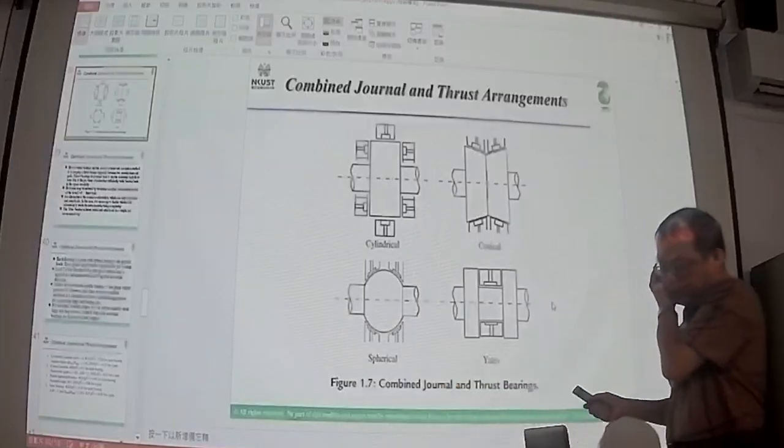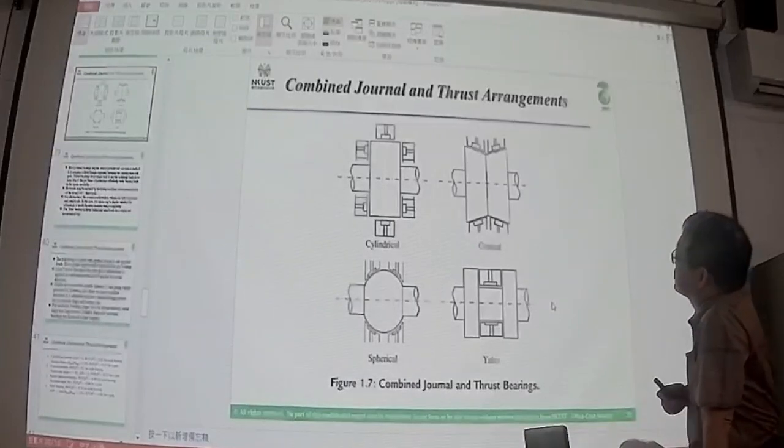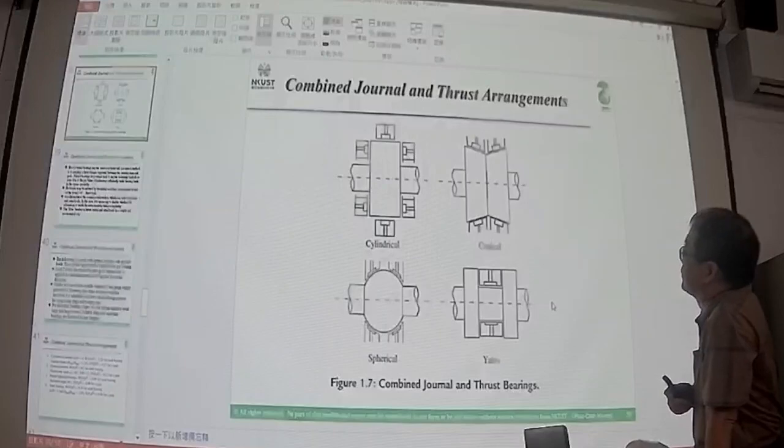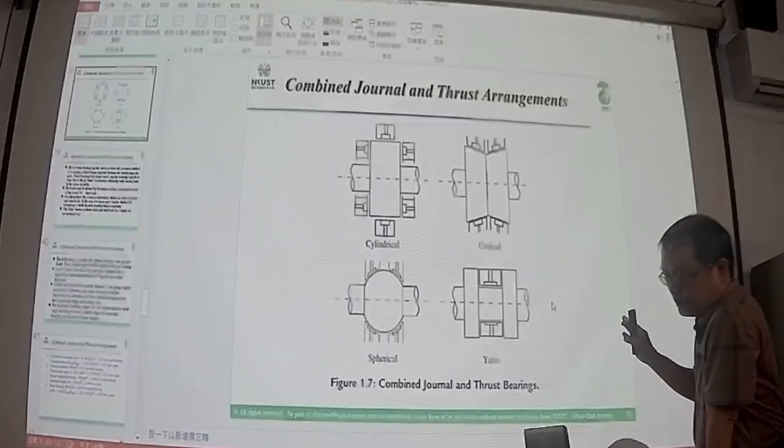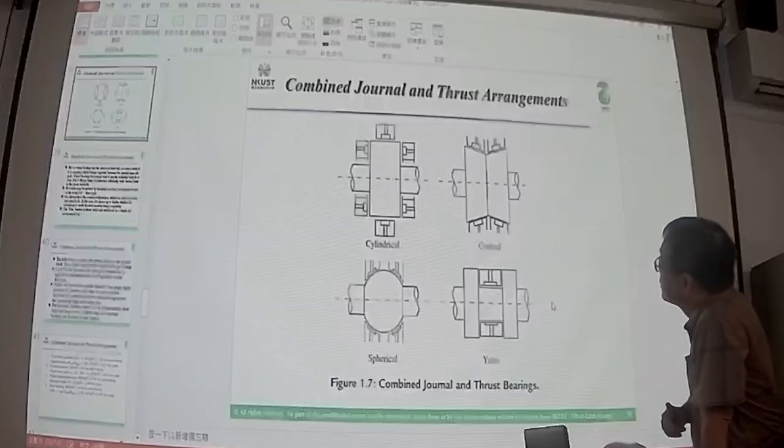Introduction to the configuration of the thrust and journal bearing, hydrostatic bearing and/or hydrostatic journal bearing.